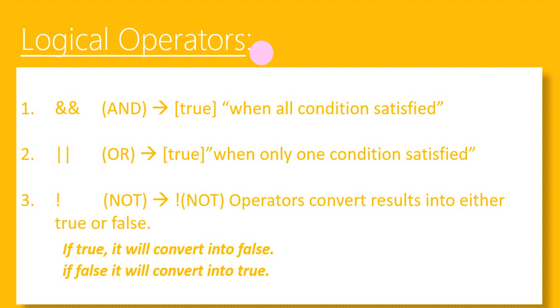He will check whether you have worn the proper uniform of the college. If your first condition is checked, it means you have passed the first condition. Again, he will check whether you have carried your own ID card or not. If both conditions are true, it means in the and operator, both or all the conditions must be satisfied or must be true. Then only the result will be true. These are the results I have written. If all the conditions are true, then only you can say the result will be true.